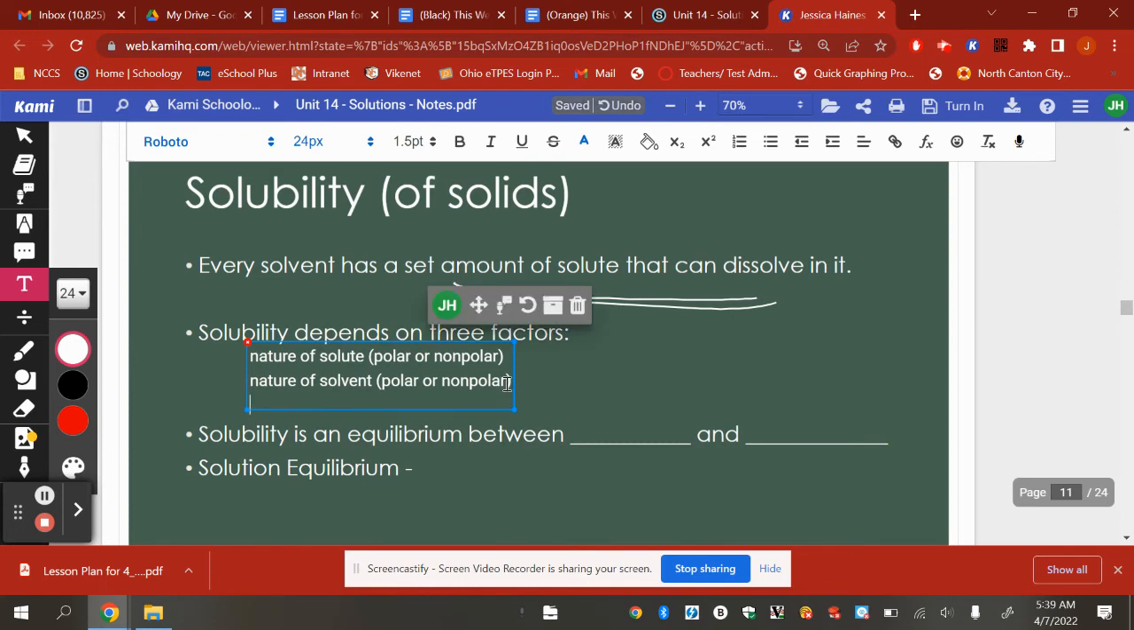Remember when I put the styrofoam cup in the acetone the one day in class and it dissolved it? That's because they had the same polarity. And then temperature. We're going to learn how to read some solubility curves with temperature.